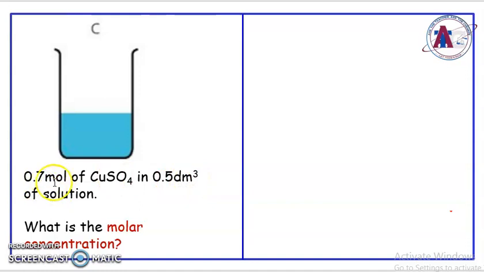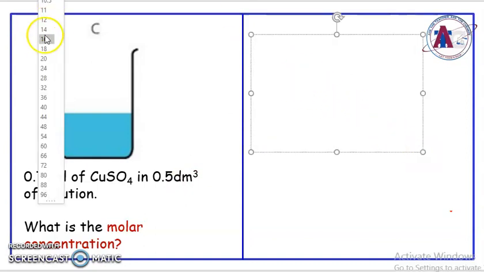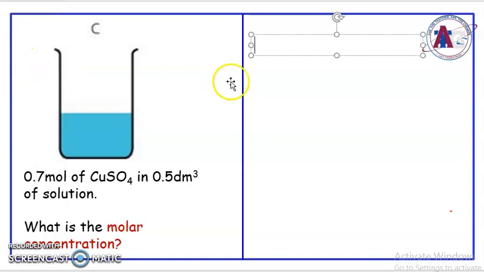If you have 0.7 mole of copper sulfate in 0.5 dm³ of solution, what will be the molar concentration? Remember, the molar concentration is the mole in 1 dm³. Don't forget, 1 dm³. So what do we do now to get the molar concentration of C? The concentration of C in mole, which is the molar concentration, can be found using the same pattern we did with mass concentration.